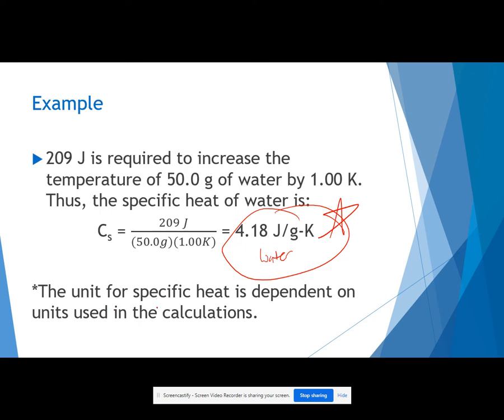So the unit for specific heat that we saw here, joules divided by grams times Kelvin, is dependent on the units that we use in the calculations. So for example, if this was kilograms, then right here, our unit should have been joules divided by kilograms times Kelvin. Or here, if this unit was Celsius, I would have to put joules divided by grams times Celsius. So you have to make sure your units match.